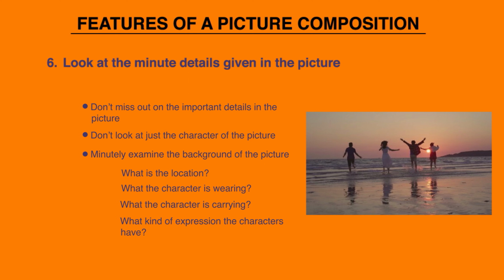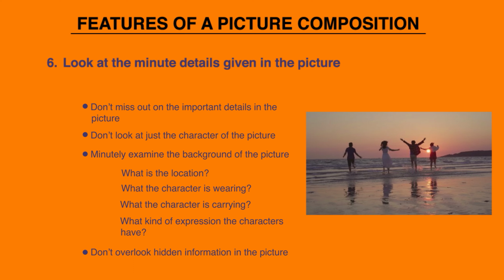If you see 4 people standing on the sea beach, but they all have very sad, gloomy expressions on their faces, you cannot write that you went on a trip with your friends to the sea beach and you had a great time. You cannot write about that. 4 people standing on the seashore with gloomy expressions suggest something sad that has happened. And you have to maintain that while you're writing the essay. So, look at the details, look at the expressions, look at the characters, their mood, the location, the background, what they're wearing. Everything is very, very important. Do not miss out on these bits of hidden information in a hurry.